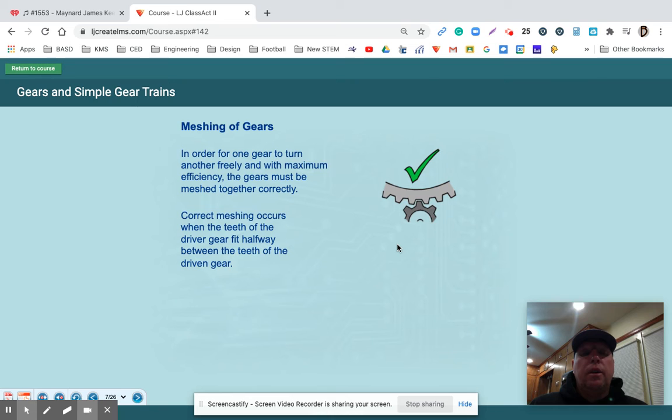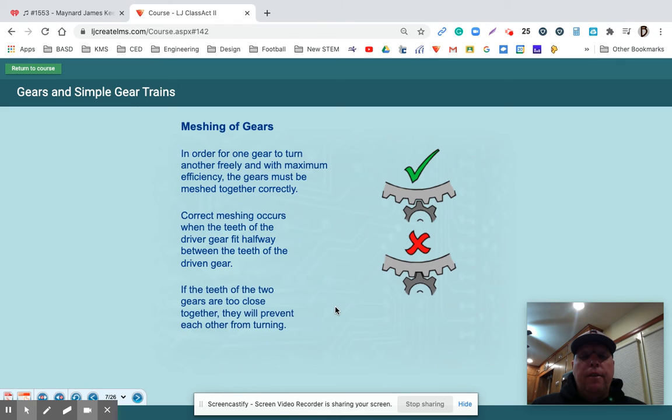Correct meshing occurs when the teeth of the driver gear fit halfway between the teeth of the driven gear. So it's halfway here, according to this picture. If the teeth of the two gears are too close together, they prevent each other from turning. So it's too jammed into the driver gear. It's not going to move. I mean, it's going to move, but it's not going to move at the efficiency that you need these gears to be working together.